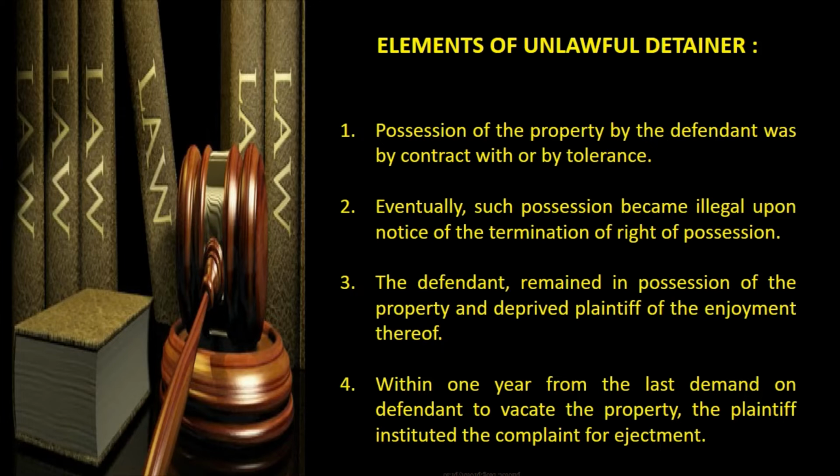So what are the elements of unlawful detainer? First, possession of the property by the defendant was by contract with or by tolerance. Second, eventually such possession became illegal upon notice of the termination of the right of possession. Third, the defendant remained in possession of the property and deprived the plaintiff of the enjoyment thereof. And lastly, within 1 year from the last demand on the defendant to vacate the property, the plaintiff instituted a complaint for ejectment.